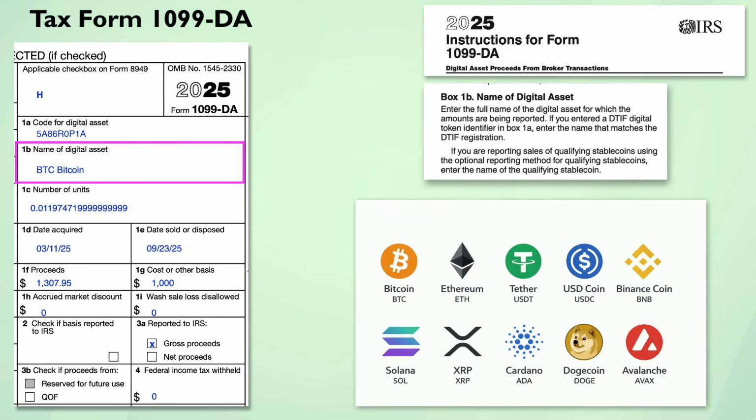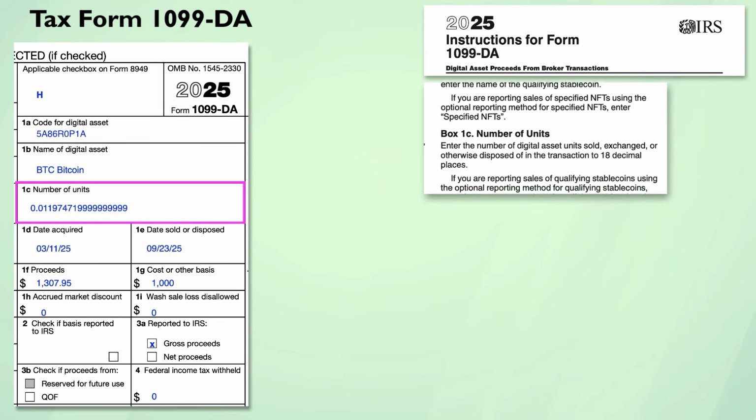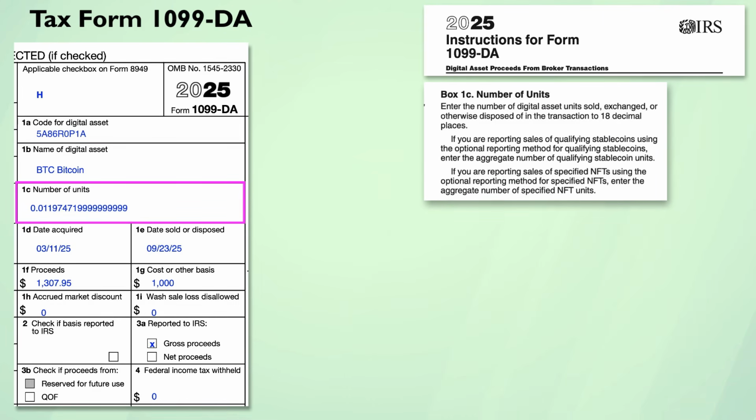Box 1B shows the name of the digital asset being reported. In this example, BTC stands for Bitcoin. Box 1C shows the number of units sold, exchanged, or disposed of. In this case, it is 0.01197 fraction of a Bitcoin.